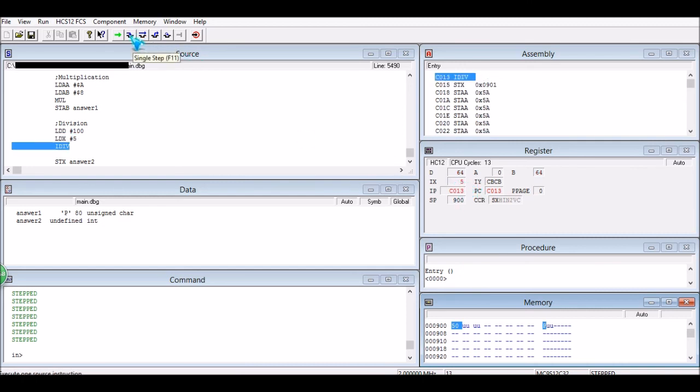Integer division unsigned. So 100 divided by 5 is 20, which is 14 in hex, and then we store that back to answer 2, which, since answer 2 is 2 bytes long, the answer when we store it back should be right here, if that makes sense. Okay? Alright. So that concludes this tutorial.